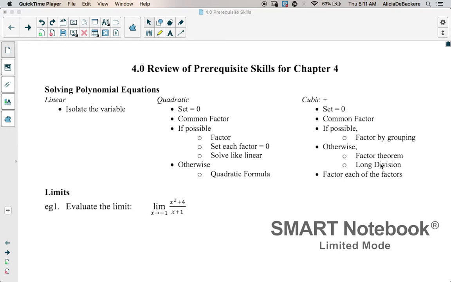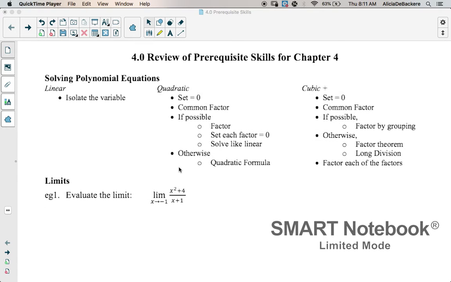And then once we came out with those answers, we would factor each of those factors and then set them equal to 0 as well, like we did over here with the quadratic. Don't forget with a cubic that you usually end up with a linear factor times a quadratic, and then you have to factor the quadratic by coming over here and doing this guy.